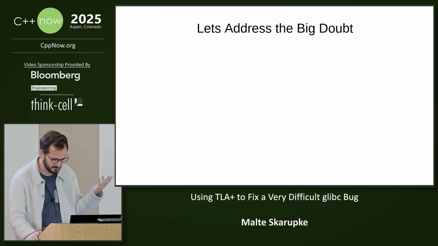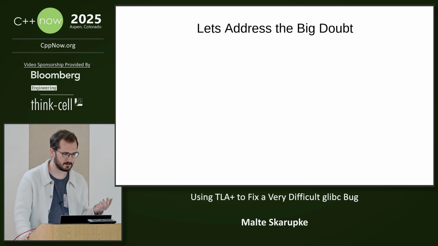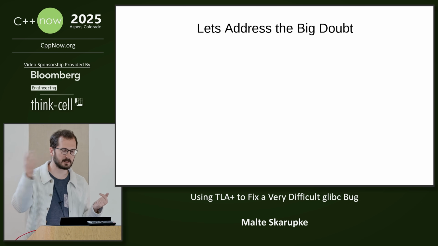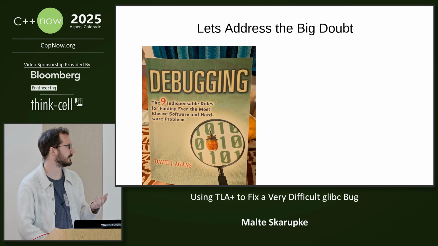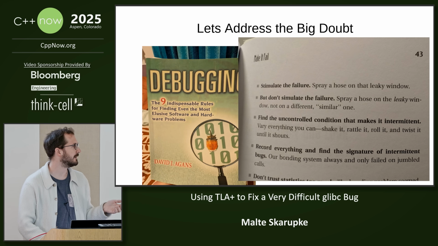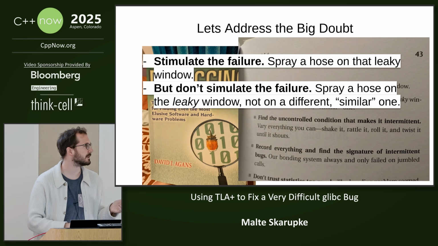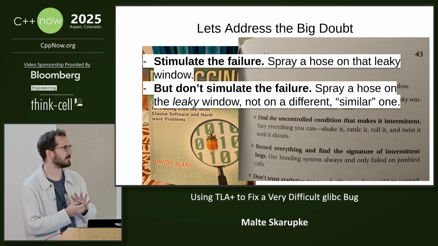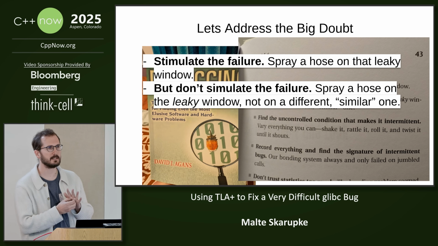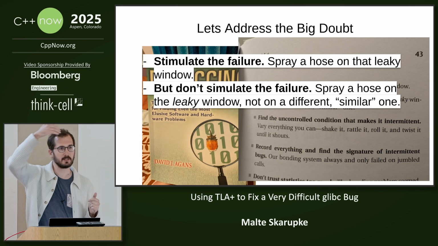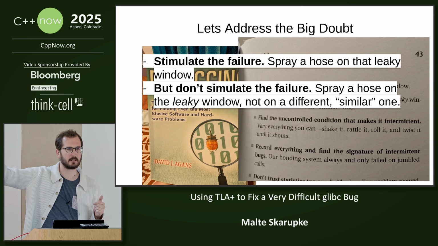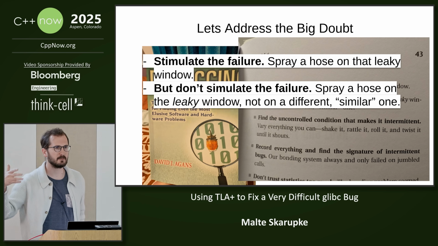Cool. There's one big doubt that you should have, which is when you try to fix a bug using a different system, I'm breaking one of the rules of debugging. If you have a book like Debugging, one of the things it says is you should stimulate the failure, but not simulate the failure. So his example is if you have a leaky window, every time it rains, the window leaks. So what you do is you spray your hose at the window so that you don't have to wait for the next rain before you can investigate the issue.